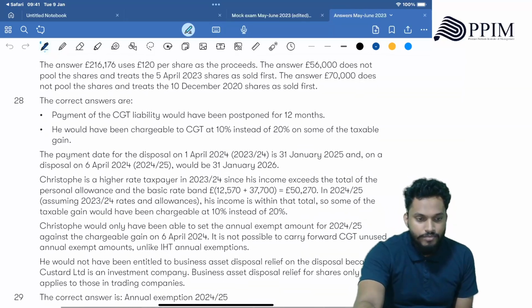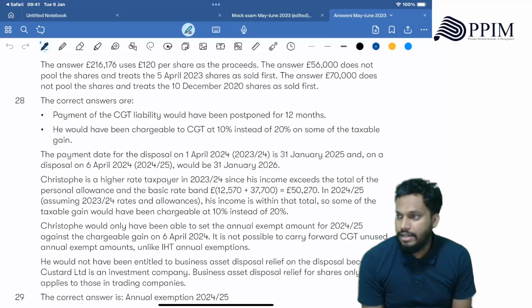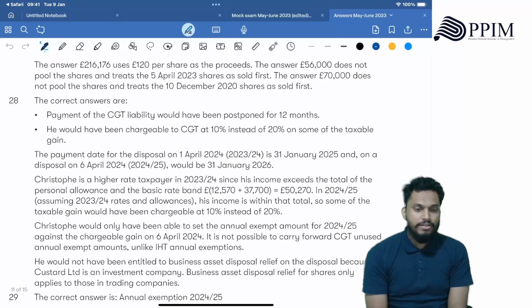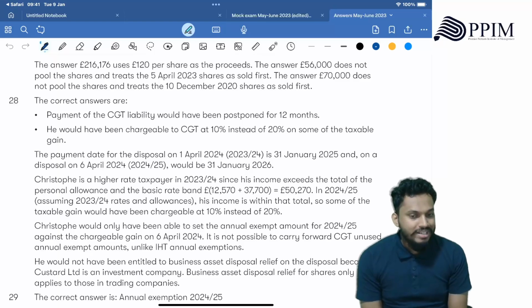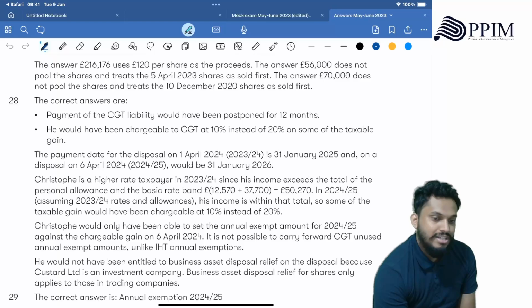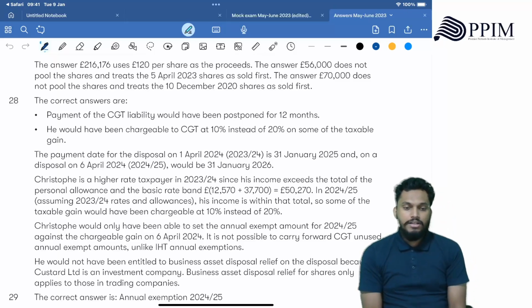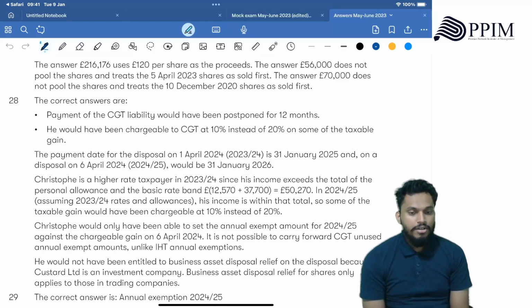Now see, the first option we choose. Forget about the answers that they are giving. Let's make ourselves a little understanding from this point. They are telling that the payment date on the disposal on 1st of April, which is 23-24, is 31st January 2025. On disposal on 6th of April, that would be in January 2026. And they are telling that Christopher is a higher rate taxpayer as his income is exceeding the basic rate band, and they have calculated how much he is getting more than 50,270. Your CGT proceeds was how much? Around 60,000. Can you remember the gains?